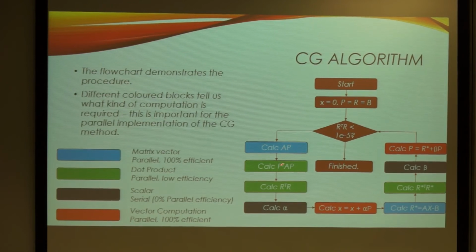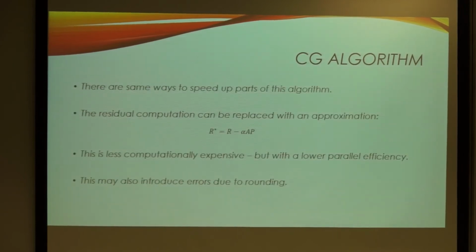Okay, we first calculate AP, then PTAP, RTR, alpha. X equals, here we are. We make an approximation here. Instead of computing x, x equals x plus alpha p, here I calculate R star equals AX minus B. There is actually a better, more efficient way of computing R star. I'll tell you what that is in the next slide. Then RTR, our new sum of residuals squared. Calculate beta, the ratio of R star T R star divided by RTR. And update P with beta. And we just keep going until RTR is small.